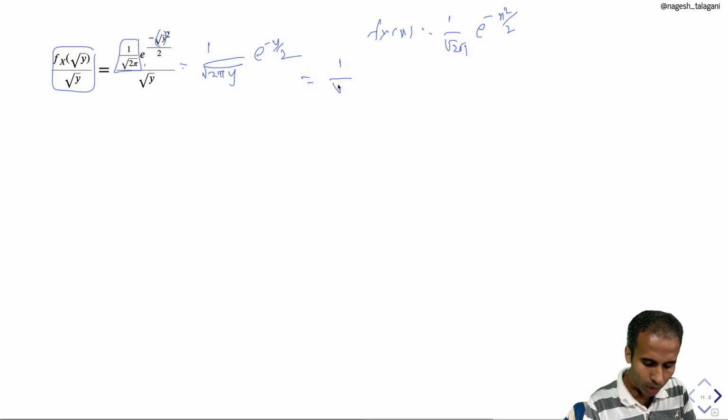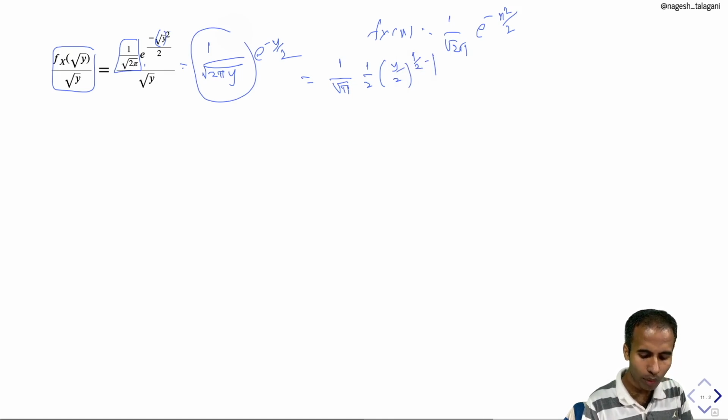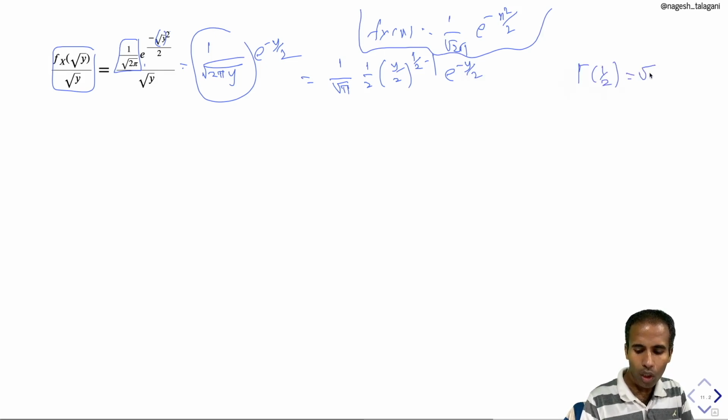Next, I can write 1 by root pi, 1 by 2, y by 2 power 1 by 2 minus 1. Feel free to check this. The whole thing gets simplified to this one: 1 by root 2 pi y, and into e power minus y by 2. Now you should know one thing about the gamma function, that gamma of 1 by 2 has the value root pi. If you don't know anything about the gamma function, please read about it. They will come up again later.